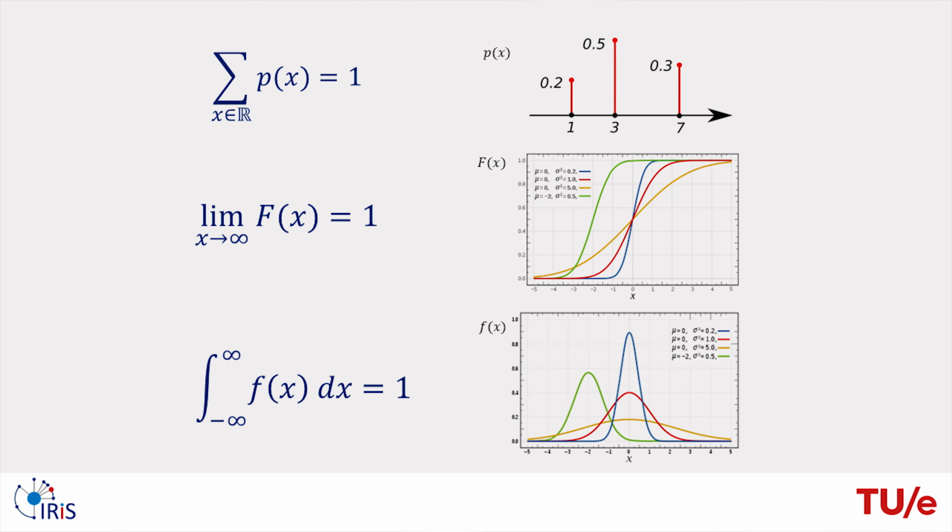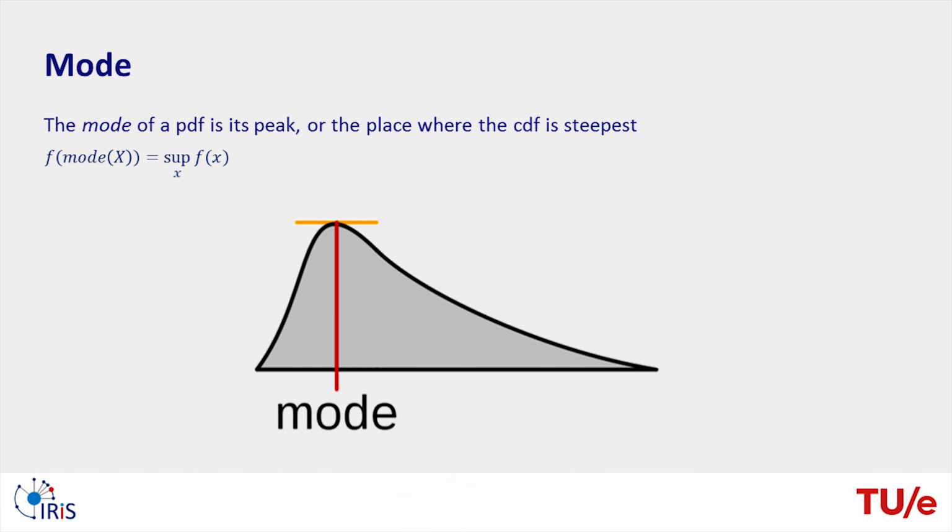Projected onto probability mass functions, this means that the sum of all the instances adds up to 1. And projected onto probability density functions, this means that the area under the probability density function always adds up to 1. What cumulative distribution functions and density functions allow us to do is to calculate with probabilities.